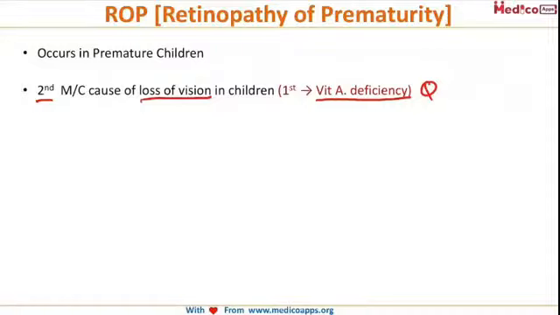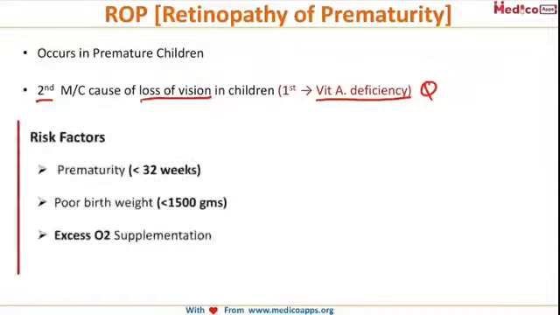Now, what are the risk factors which predispose the baby to ROP? The gestational age of the baby at birth is 32 weeks or less, or the birth weight of the baby is less than 1500 grams, that is, the baby is a very low birth weight baby. And the third and most important risk factor is excess oxygen supplementation. This is the main reason behind the pathogenesis of ROP.